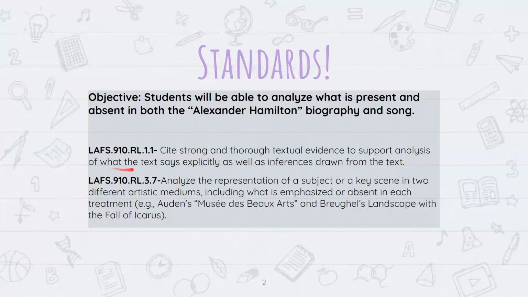Our two standards for the week are RL 1.1, which is when we cite strong and thorough textual evidence. This is always going to be an important standard. But the one that we're going to focus on today is RL 3.7, which is when we analyze the representation of a subject or key scene in two different artistic mediums.